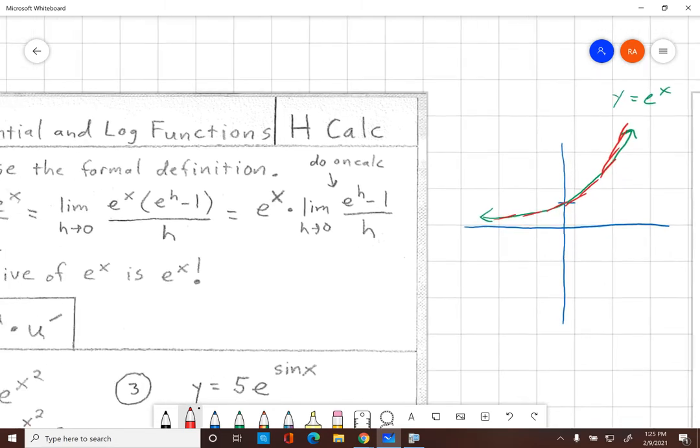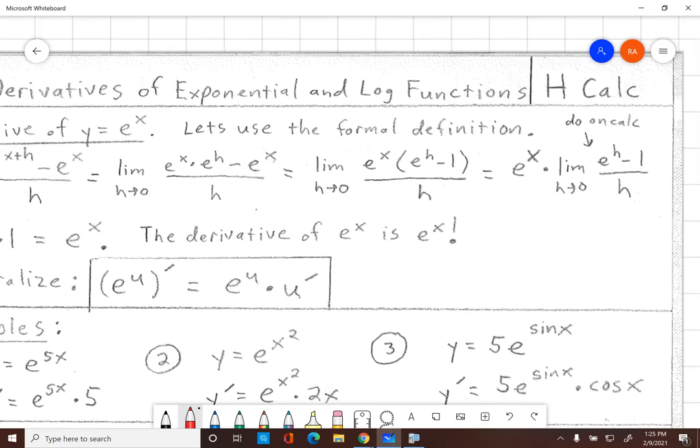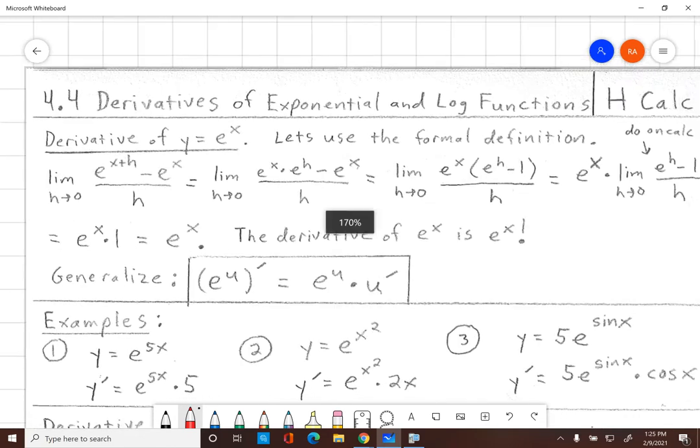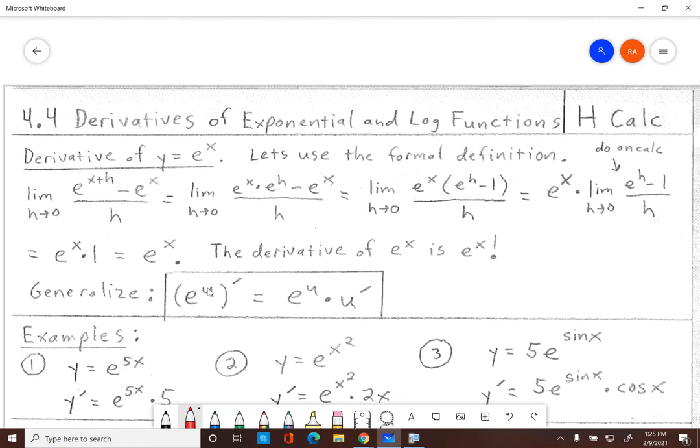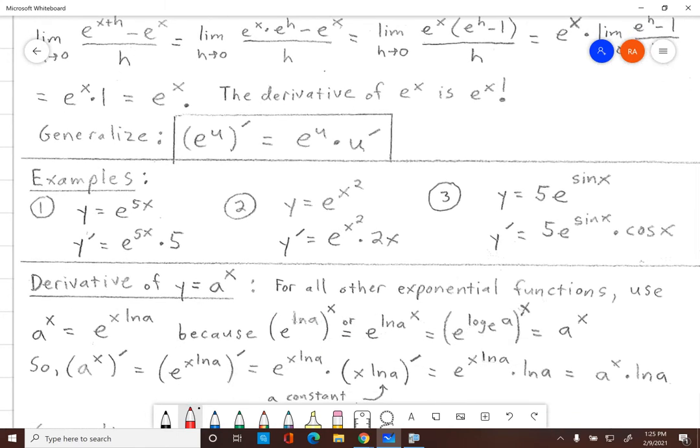And yeah, so now we've formally proved that the derivative of e to the x is e to the x. And what we can do is chain rule it out if there's something stuck on the inside. So say there's a function up there, so let's say e to the u. The derivative of e to the u is itself times the derivative of the exponent. So let's look at some examples of that.